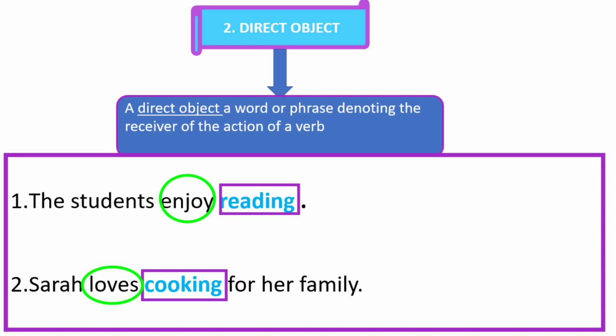So let's look at the example. The students enjoy reading. The verb here is enjoy. Enjoy what? Reading. So reading is the gerund that functions as a direct object of the sentence. Number two, Sarah loves cooking for her family. Locate the verb. The verb is loves. Sarah loves what? Cooking. Cooking is the gerund that functions as a direct object of the sentence. So that's very easy.